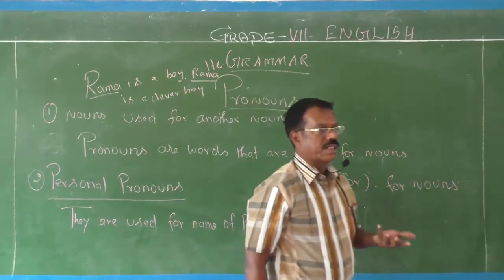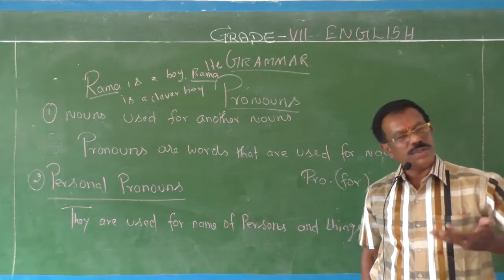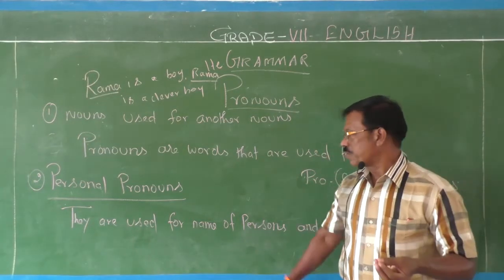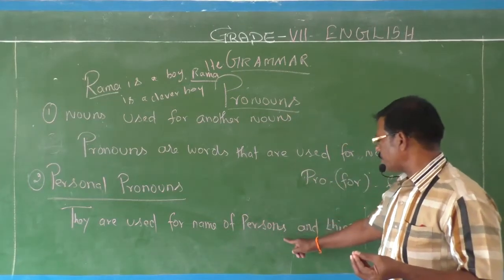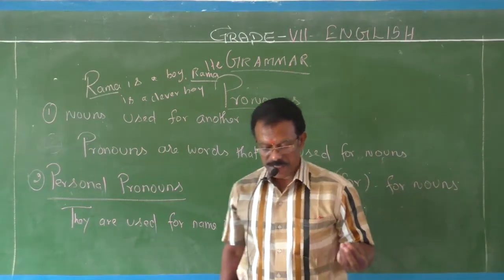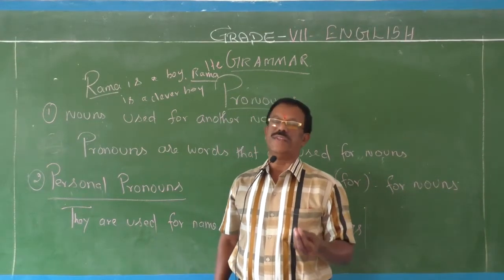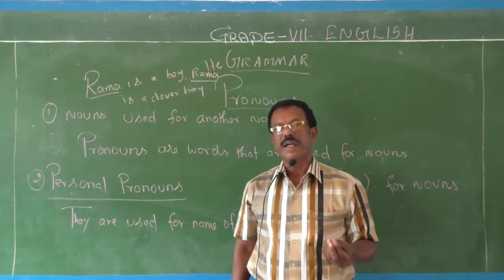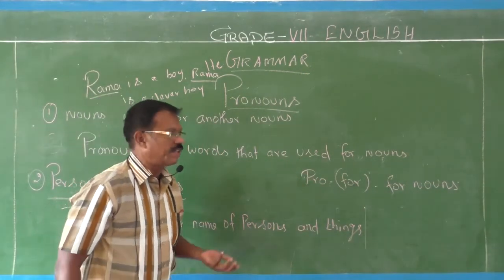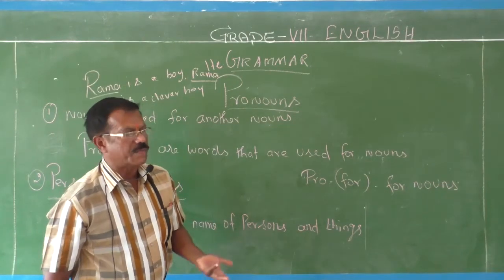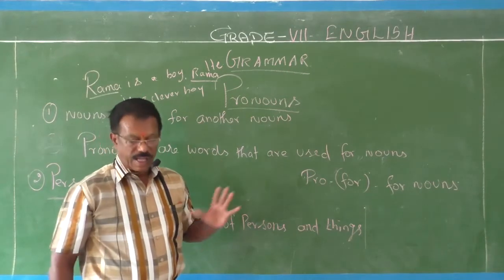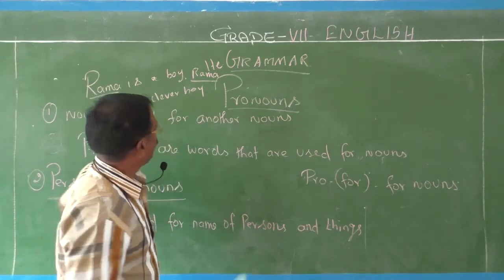These pronouns are called personal pronouns. Do you know the reason for that? Because these pronouns are used for names of persons and things. They are used in the place of names of people and things. Therefore, they are called personal pronouns. These personal pronouns may be subject, and sometimes they may be object. So, subject pronouns and object pronouns. I will explain it, children. Listen to me very carefully.